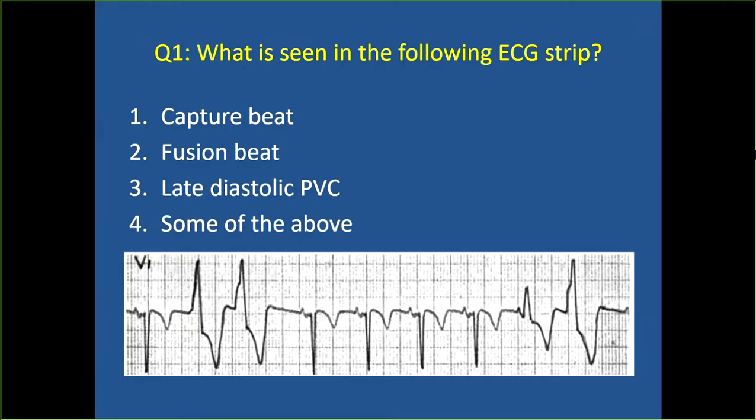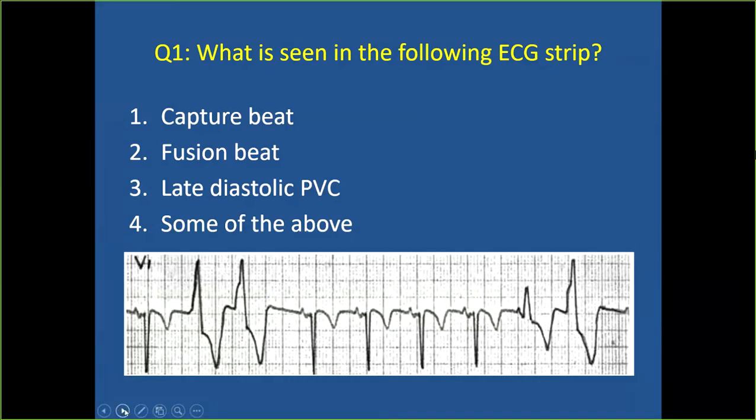So this is not premature, number 1. And there is again a couplet, but the first QRS is not a capture beat. Why? Because if it was a captured beat, the QRS should have been like sinus, and this is too short an interval to conduct. So this is in between a sinus and the PVC, so this should be a fusion beat. And that is correct.